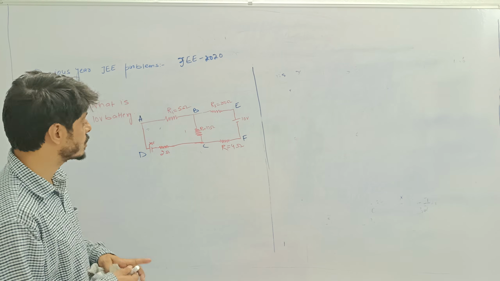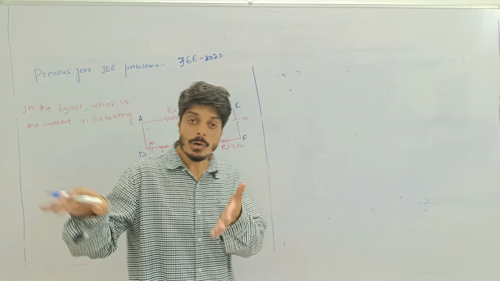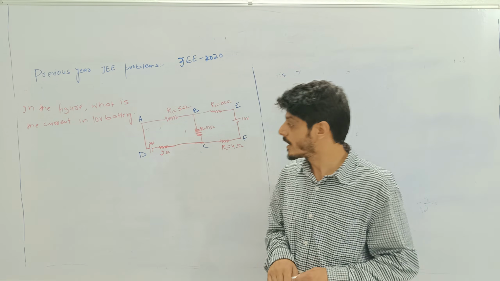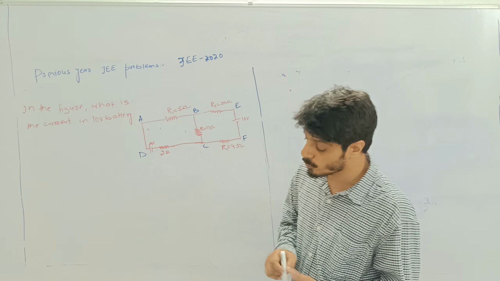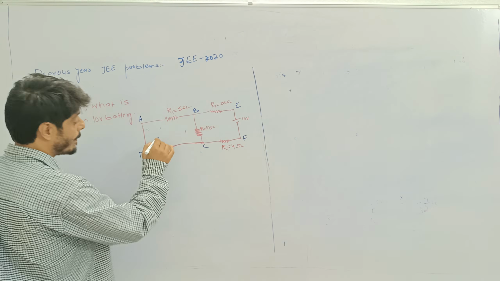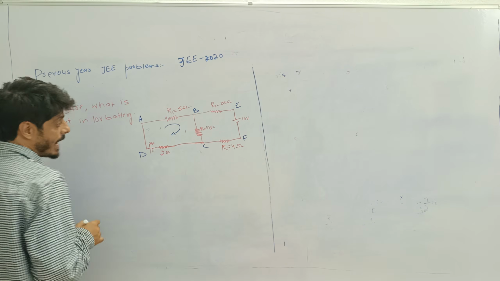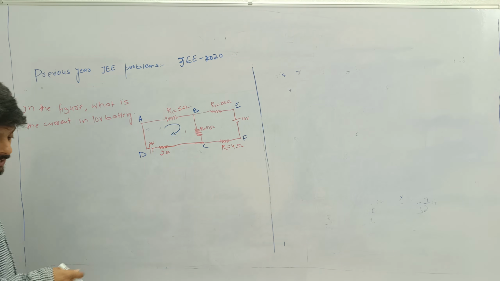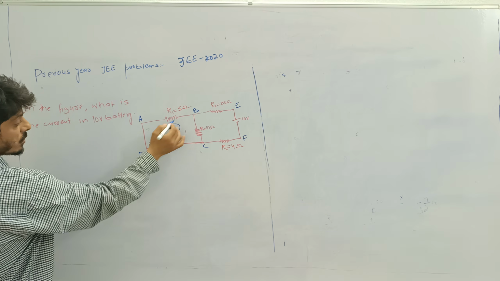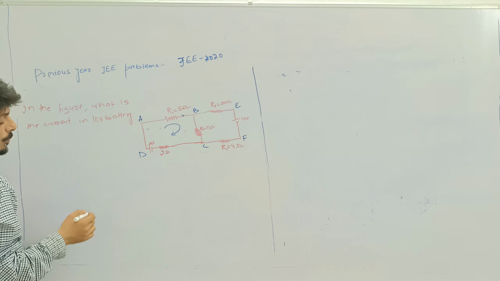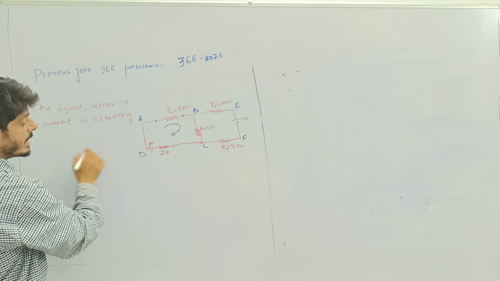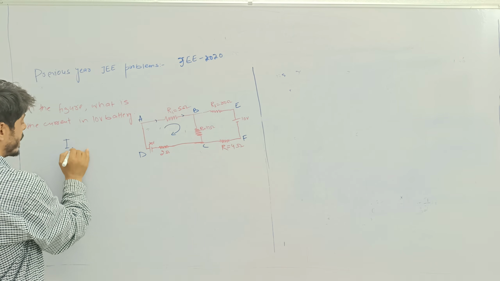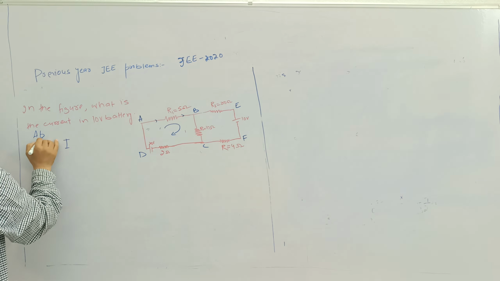So in order to calculate the current in this circuit, the only thing I will use here is Kirchhoff's loop rule. First I will apply the loop in this direction. Let the current flow over here, in this direction. So it will be I1, applying the loop.